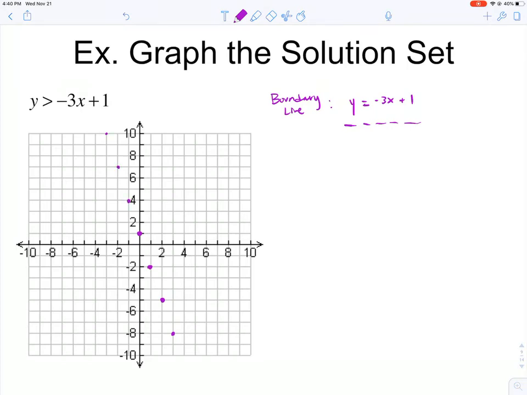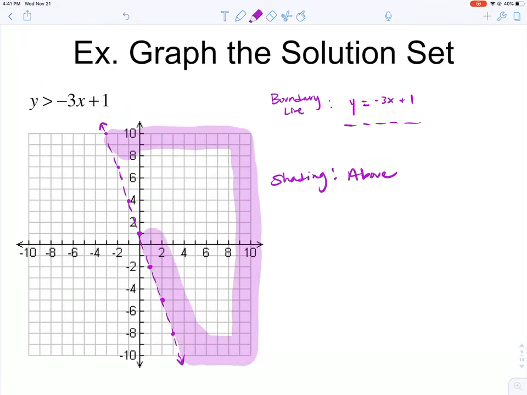All right, so we're using our skills from the last chapter to graph the line, and then I'm going to do my best to make it look like a straight dashed line. Okay, and then the shading is going to be above, since it's y is strictly greater than. Do my best to shade it nicely.